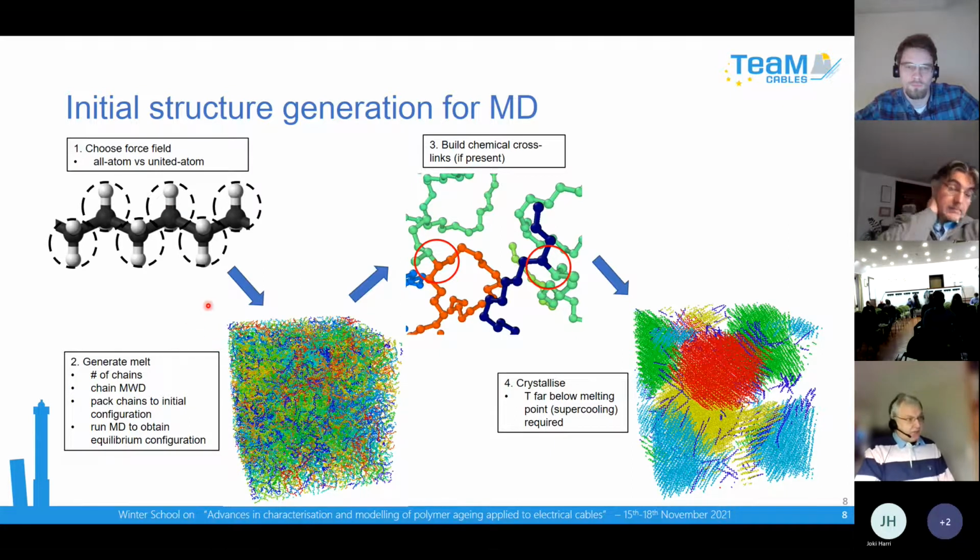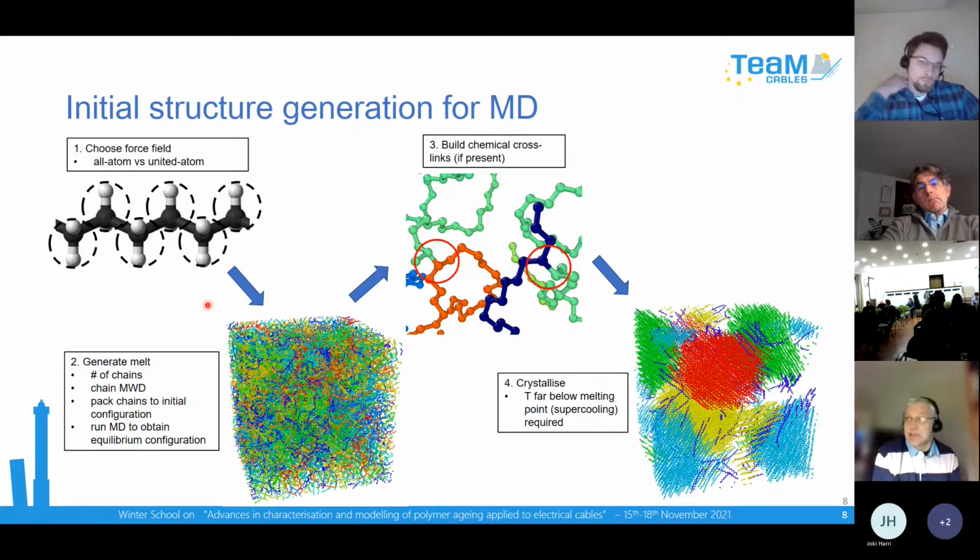And the second stage is then generating the actual structure. Like in many simulations, we have an empty simulation box that we have to fill first. So we have to choose the number of chains that we use to describe the material. And typically in our work, this has been like 1,000 chains or something like that. We have to decide whether all of those chains are of equal length, or do we have a more realistic chain length distribution? And in our case, we have used polydisperse systems with a dispersity of 2.